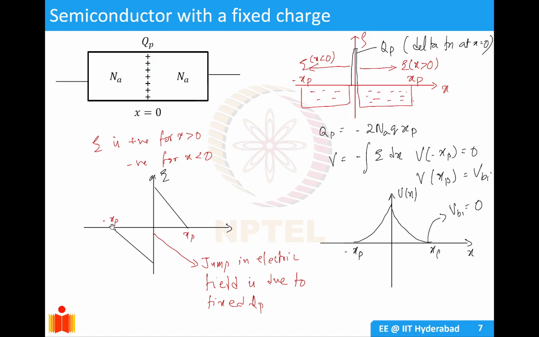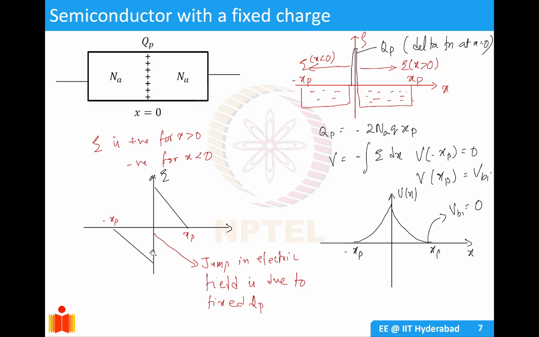So from minus xp till some value, you have an electric field, and then there's a jump in the electric field because of this delta charge region. Then from some positive value, it goes to 0 at xp. So you see, in this case, the electric field is not continuous, and that is due to this fixed charge which breaks the continuity.